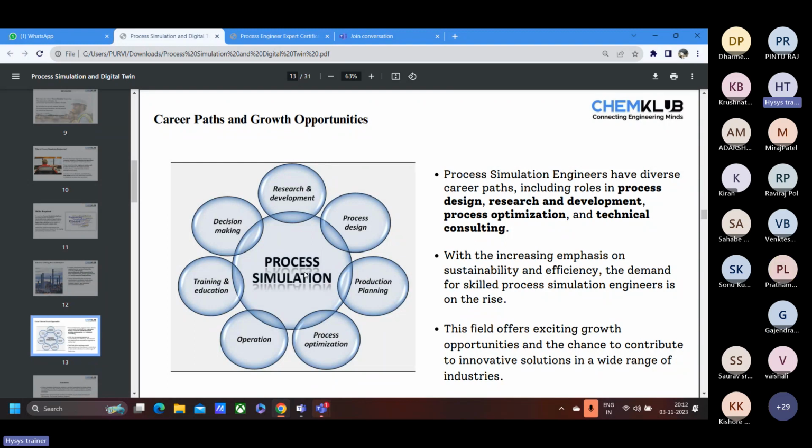I think we will cover that in this session, after this presentation, thoroughly, what are the certification courses that Chem Club is providing in this simulation.